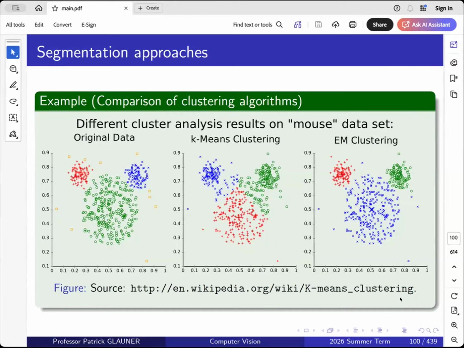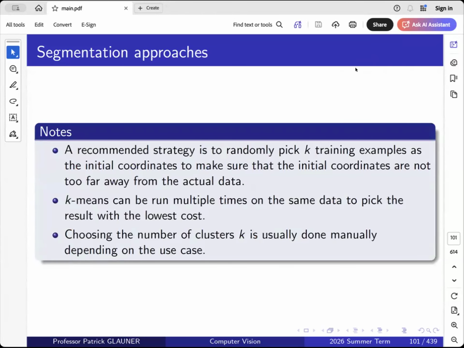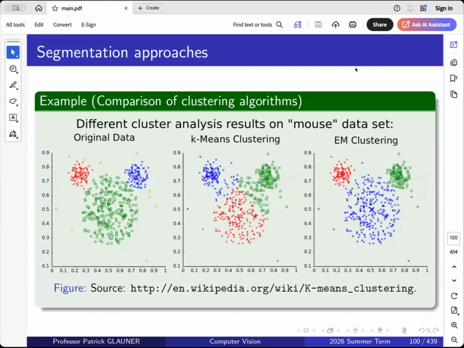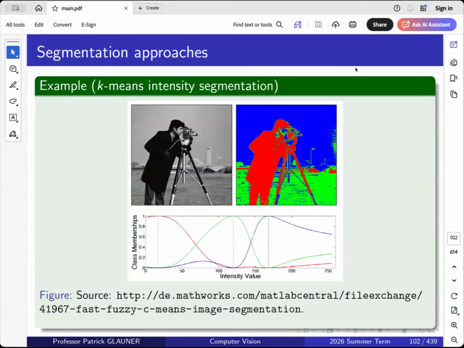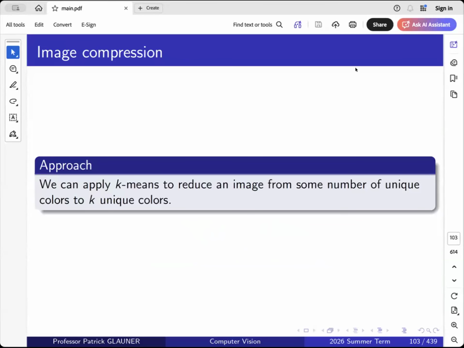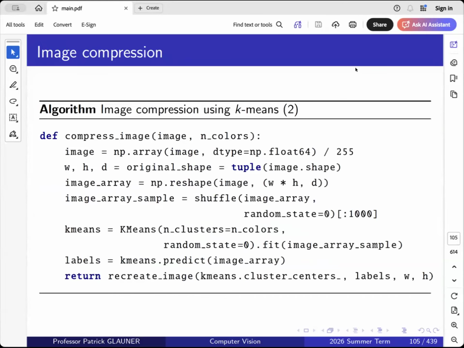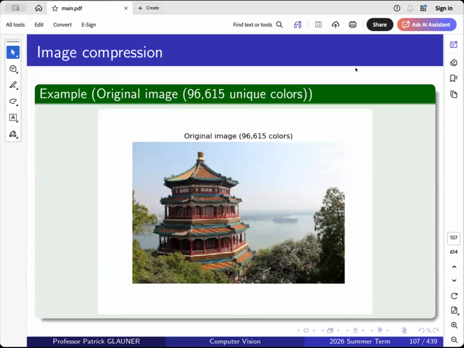Yeah, and now you're wondering, why are we discussing all of this in a computer vision course? Because we can use it for a very interesting segmentation problem, and in fact for image compression. Here are a few more things, but I have said all of this already, how to pick K. We'll skip this example. Now we can apply k-means to reducing the size of an image. We'll look into the code later. I'll show you the example first.